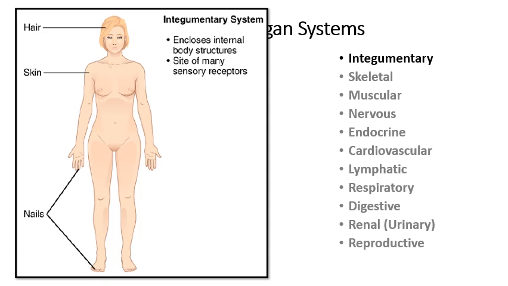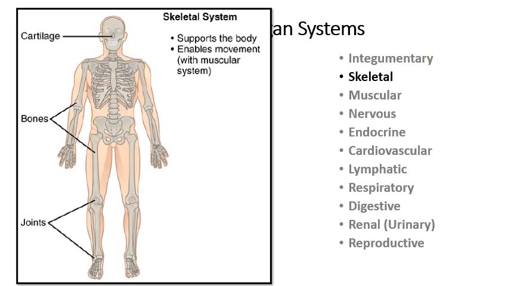Okay, so the integument, or the integumentary system, refers to the skin. The skin also includes the hair and the fingernails and the toenails. So the skin, the hair, and the nails are all considered to be part of the integumentary system. That's the integument. We'll study that first. Okay, the skeletal system includes the bones that give the body shape and structure and strength. That is called the skeletal system.